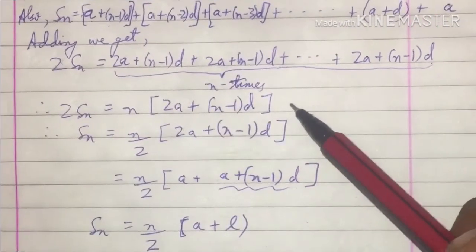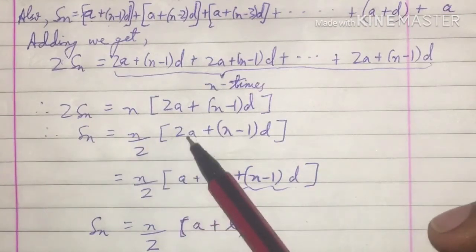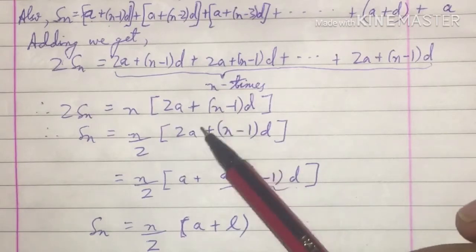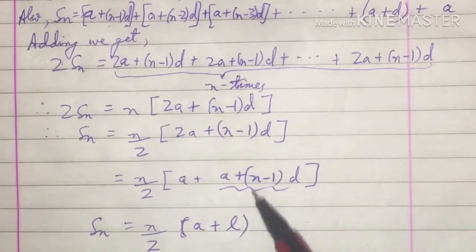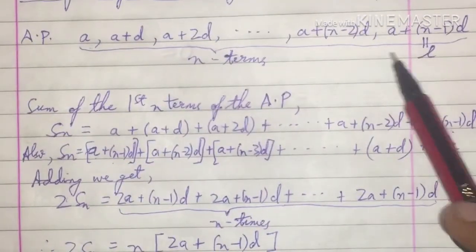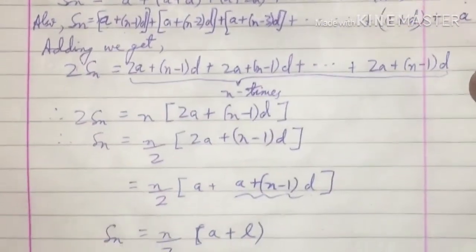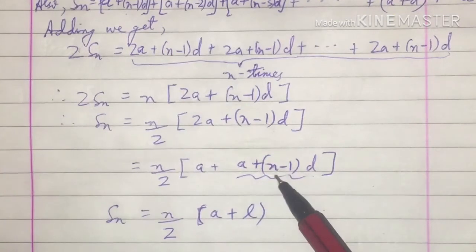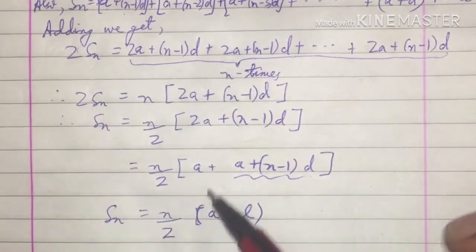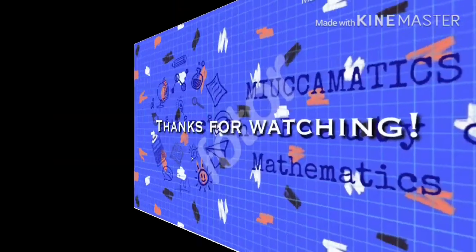You can also convert this to the second form. So basically we can write this as a plus (a plus (n minus 1) into d), writing 2a as a plus a. Now we know this is the last term of the AP, just as I showed you earlier, a plus (n minus 1) into d, so this is denoted by L. So the sum of the first n terms of an AP can also be written as n by 2 into (a plus L).